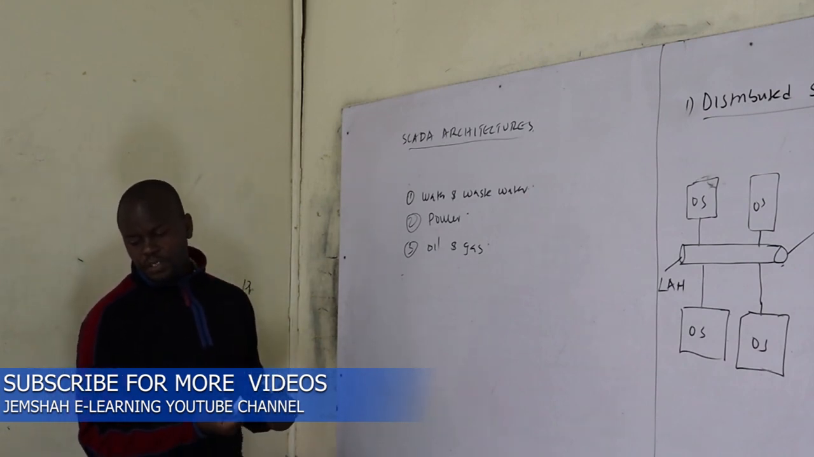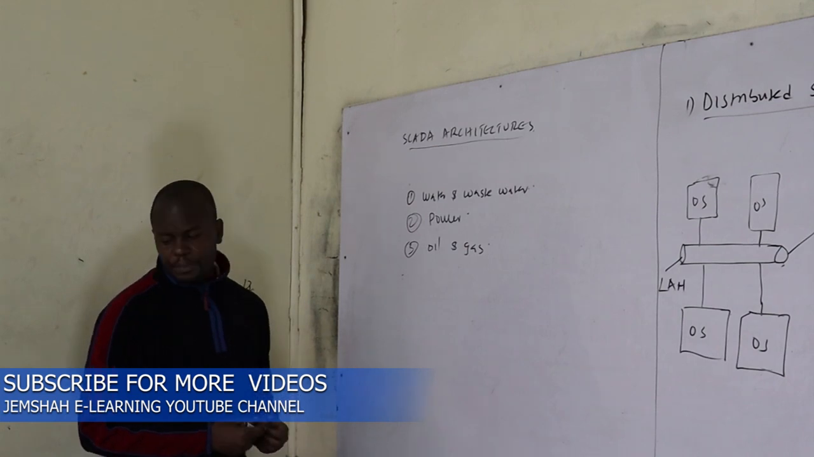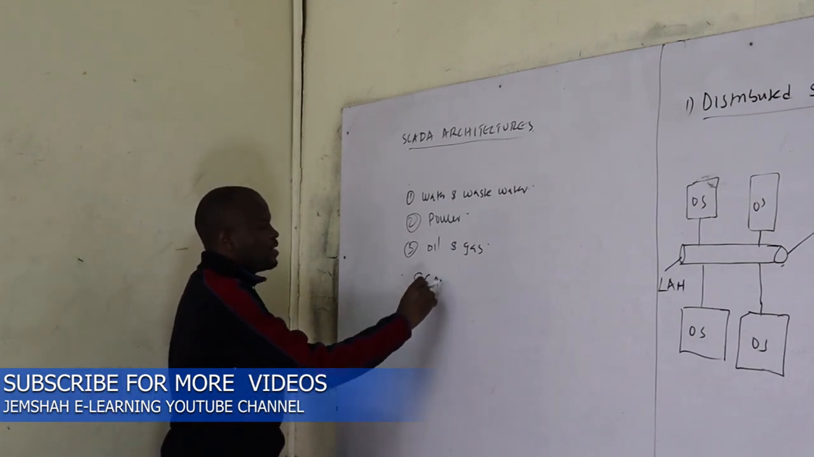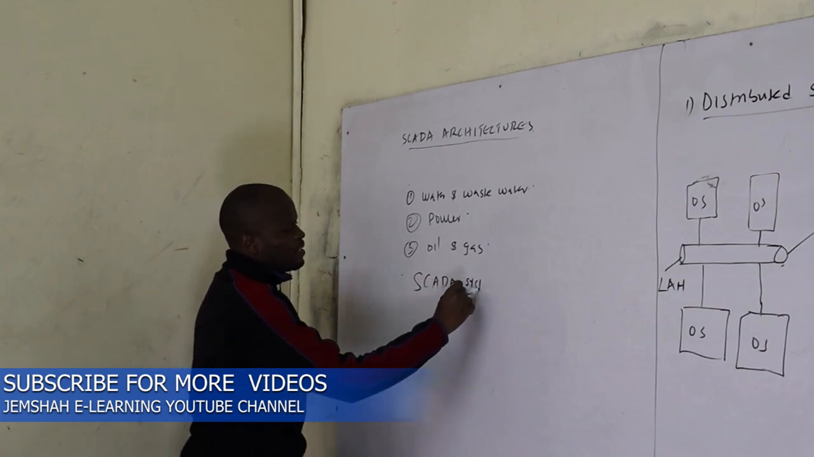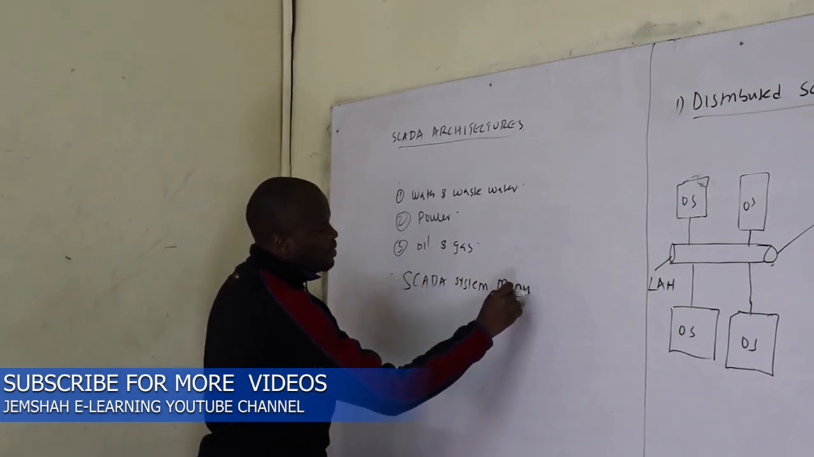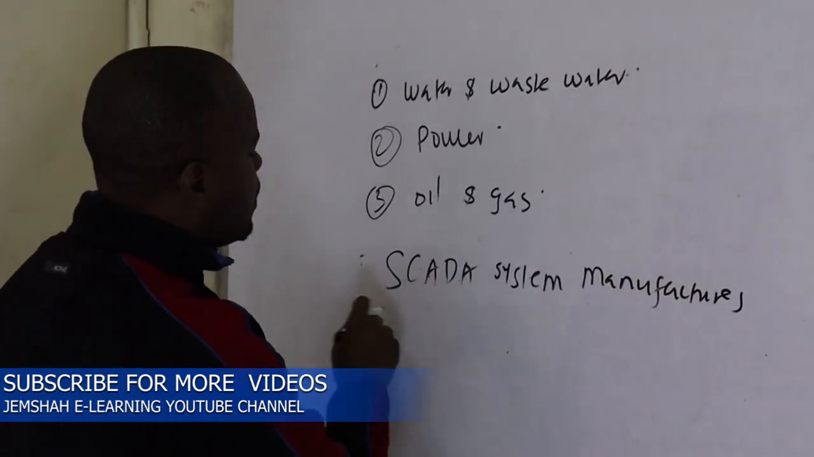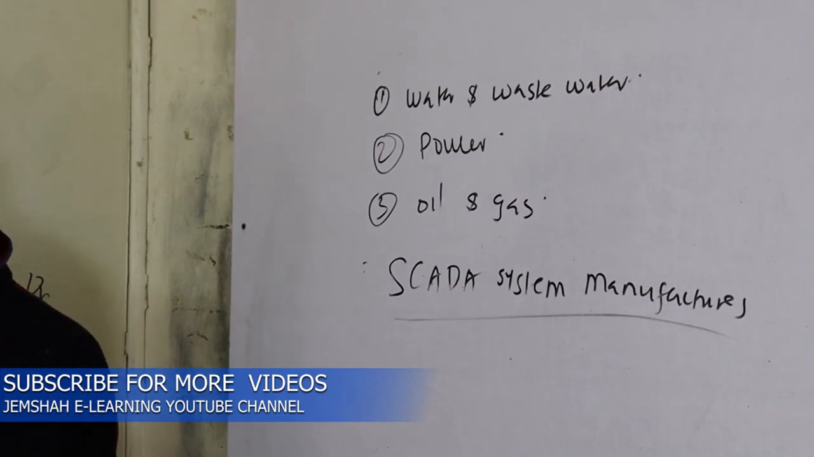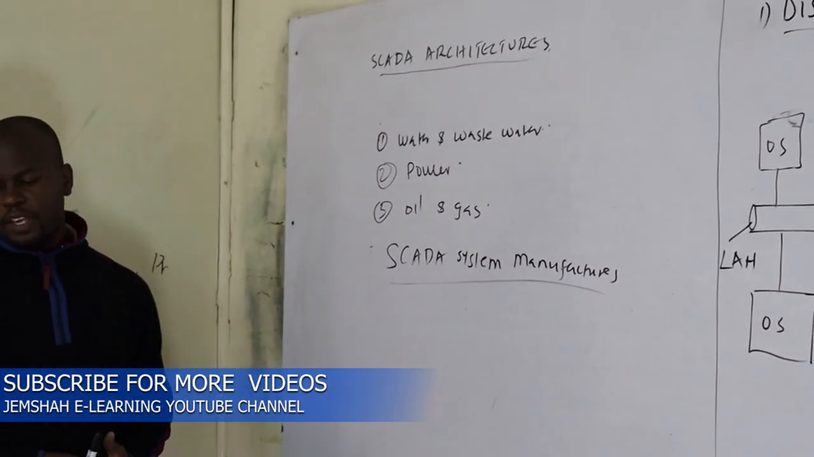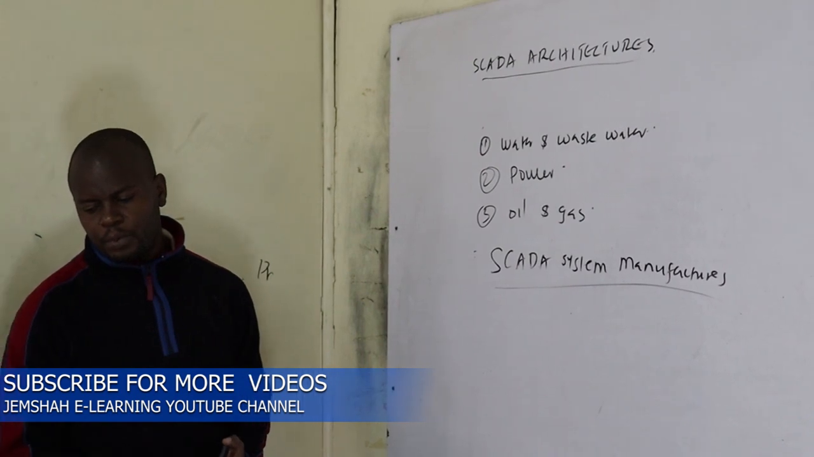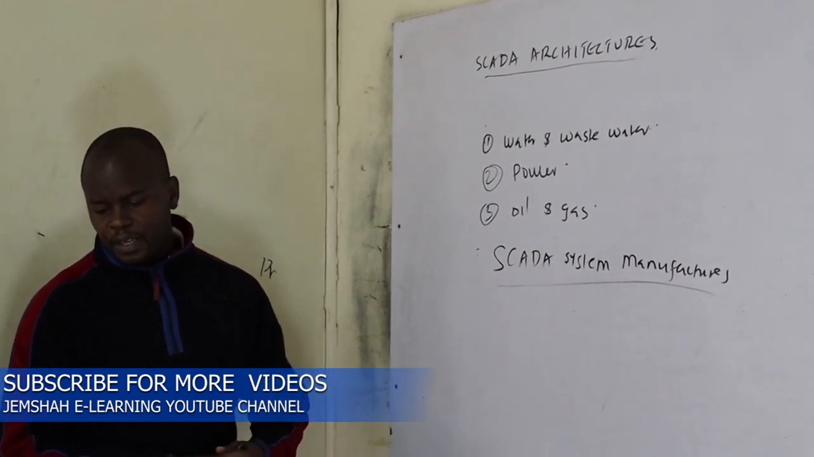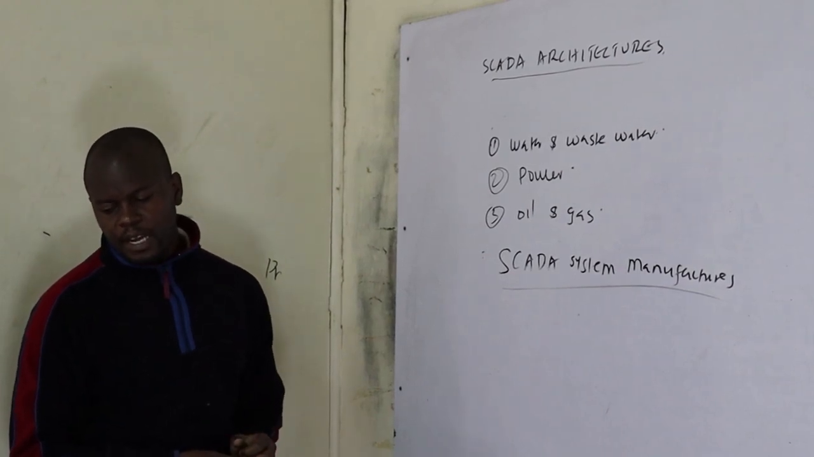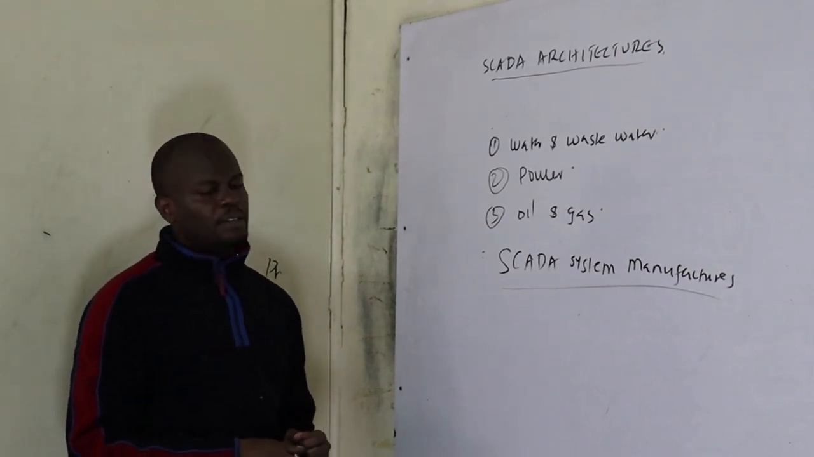So which companies usually provide the SCADA system? We are talking about the SCADA system manufacturers. The SCADA system manufacturers are very many, but we are simply going to talk about a few, like Modular SCADA, that is a company in the UK. We can also talk about the MOSCAD, that is Motorola. We can talk of Rockwell Automation, ABB, as well as Lantronix.